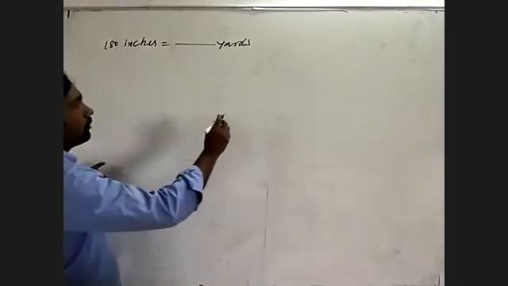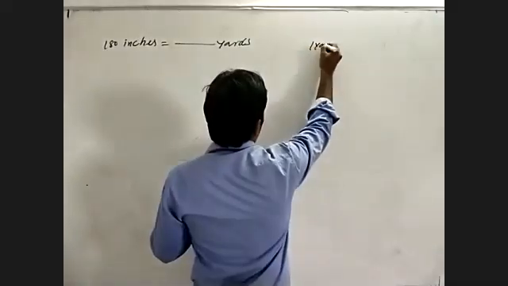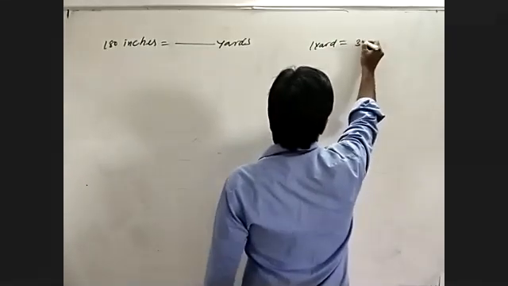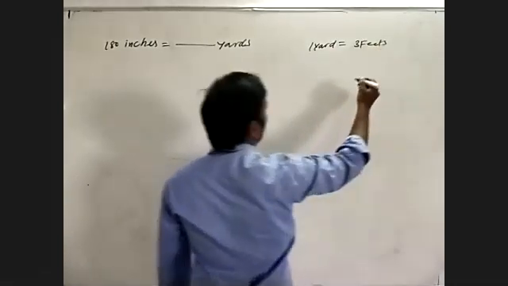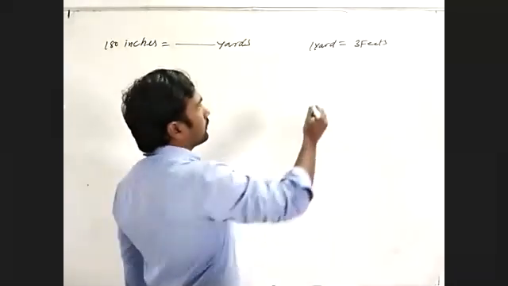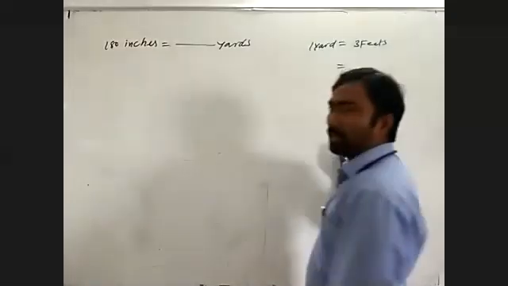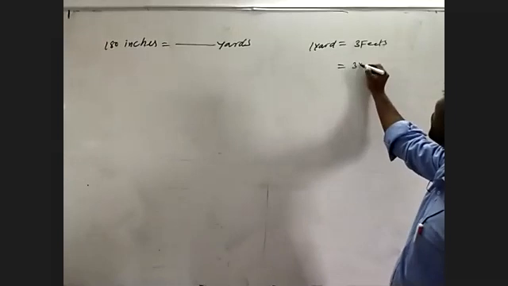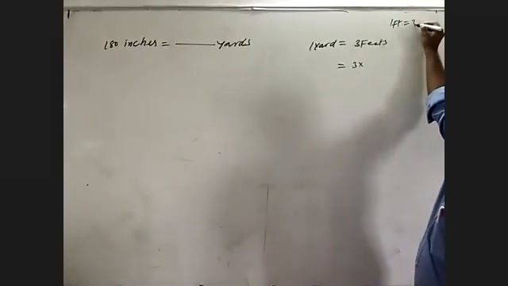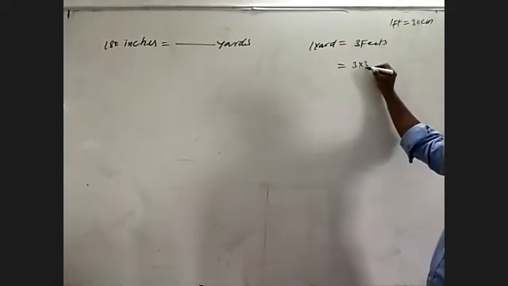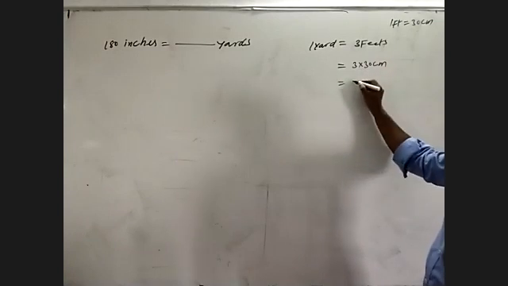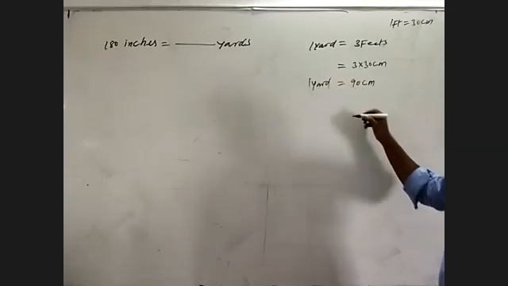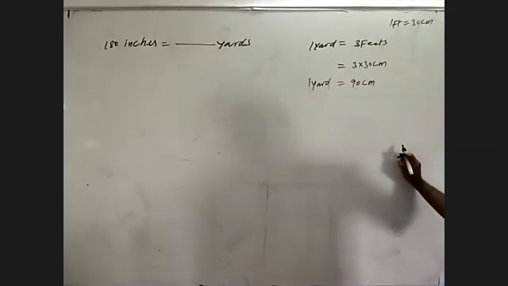We know well that one yard is equal to 3 feet. So 3 feet means 3 into 1 foot, and we know that 1 foot is 30 centimeters. So 3 threes are 9, 90 centimeters for one yard. One yard is equal to 90 centimeters.